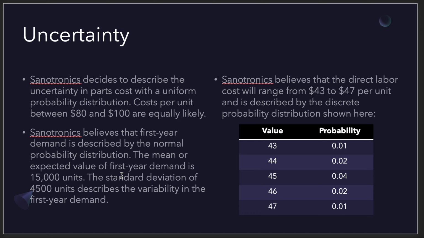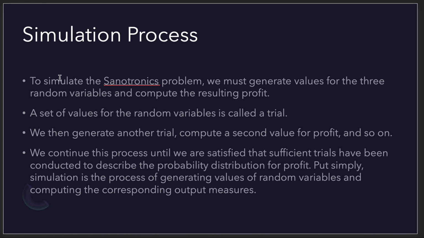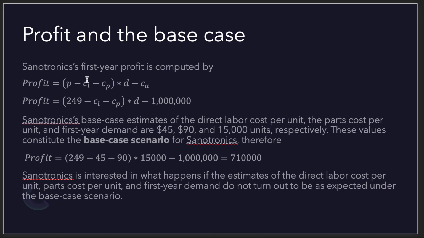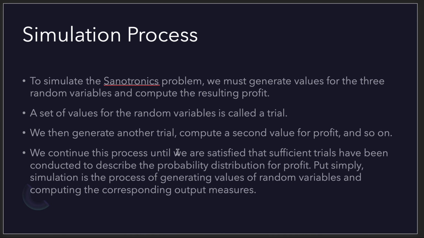So how does the simulation process work in general, right? Now, before I proceed to that, once you know how to simulate these values for this particular example, you just use the same idea wherever you see these simulations. But to do that, you need to know what the simulation process is like. So to simulate the Santronics problem, we must generate values for all three of these random variables. So the three random variables are the labor cost, the parts cost, and demand. Those are the three random variables, numbers for which we don't know what the values are.